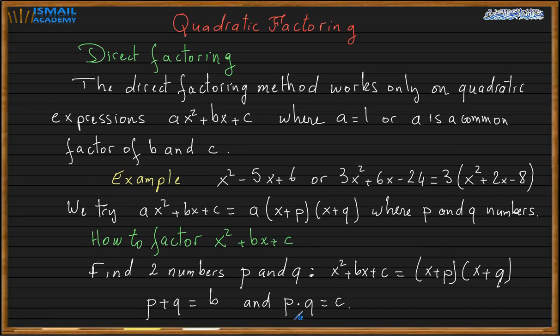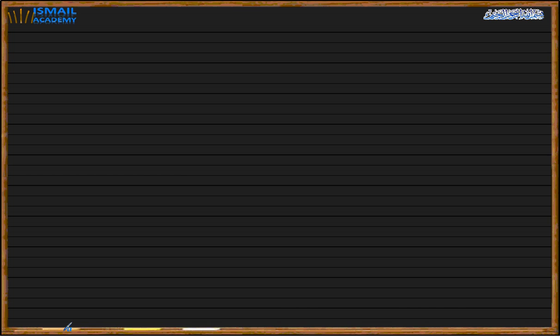Keep looking for those numbers. How do I know if I'm going to be able to factor that quadratic or not? Is there any way that I know ahead if I can use the direct factoring or not? Those two questions I always ask myself: is there any way that I decide before I start working? Yes, there is a way.